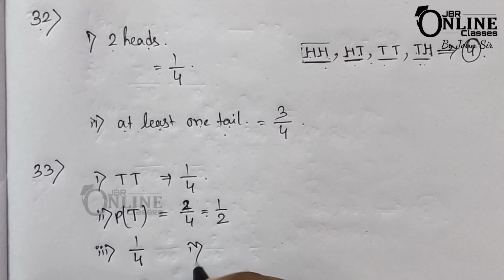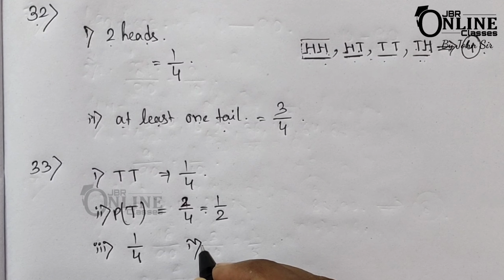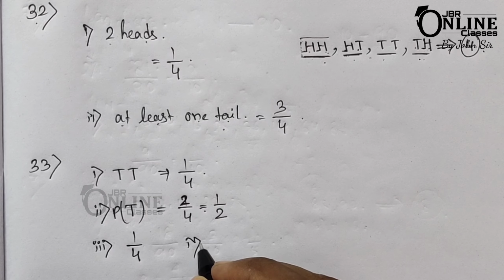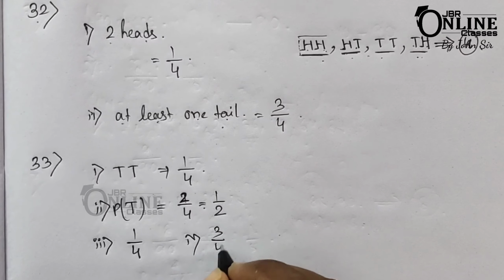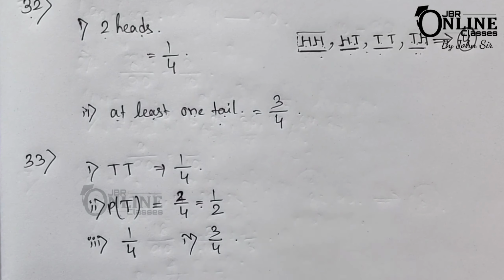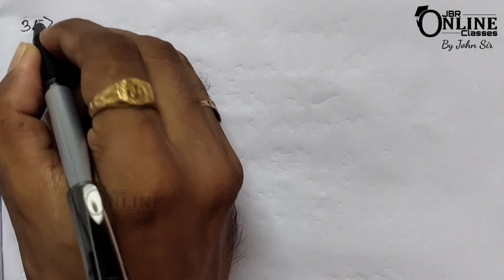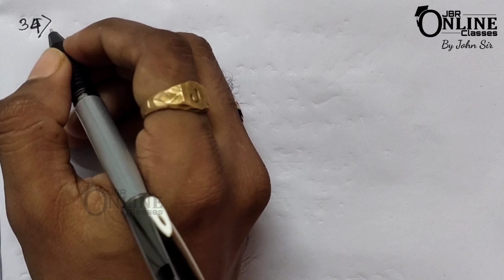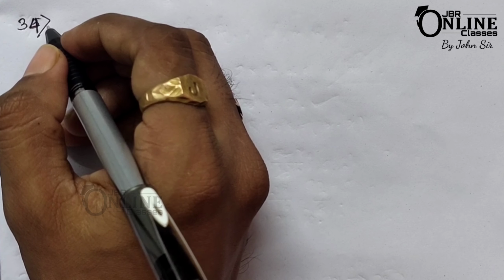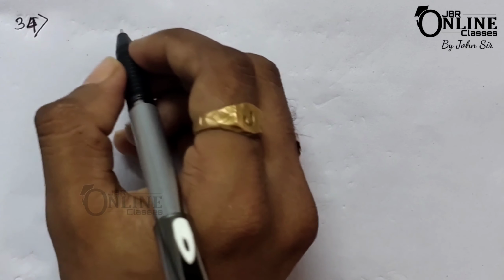Now the last one, at most one tail. So here the probability of at most one tail equals 3 by 4. Okay, at most one tail, 1, 2, 3. So 3 by 4. Now sum number 34. So in sum number 34, two different dice are thrown simultaneously.